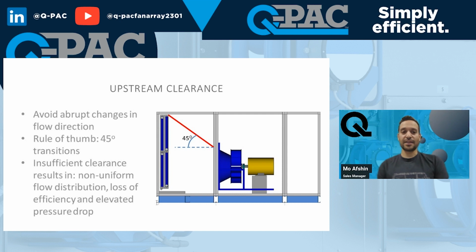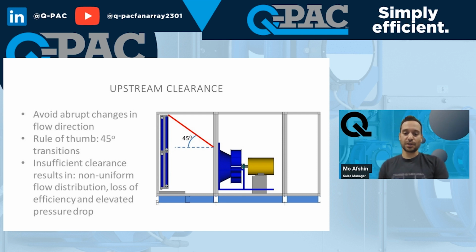That requires some distance between that coil or filter or energy recovery wheel and the fan. If I'm not keeping that required distance, I'm going to have some inefficiencies, and there are going to be large pressure drops that I don't anticipate in my design.